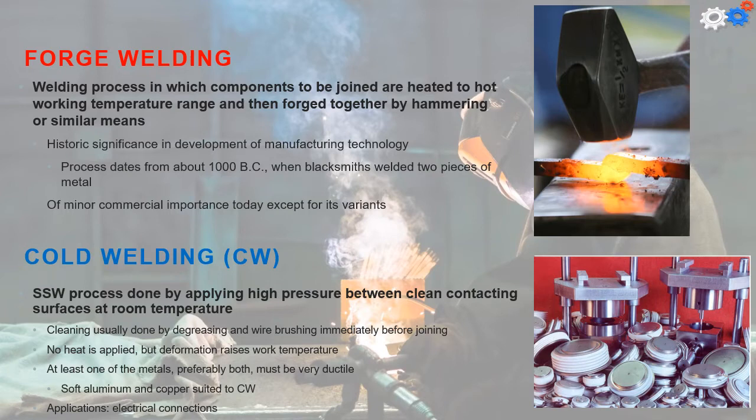The second type is called cold welding. It is a solid-state welding process done by applying high pressure between the clean contacting surfaces at room temperature. The cleaning is usually done by degreasing and wire brushing immediately before the joining. No heat is applied, but the deformation raises the work temperature. At least one of the metals, or preferably both, must be very ductile. The application is for electrical connections.